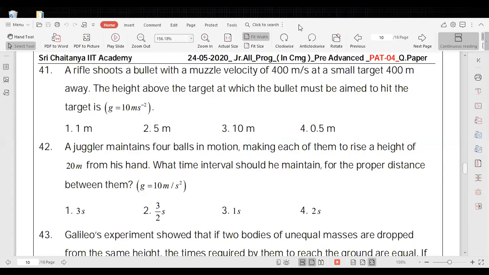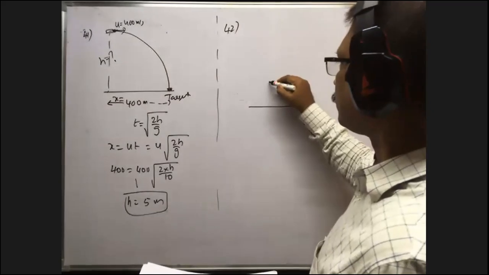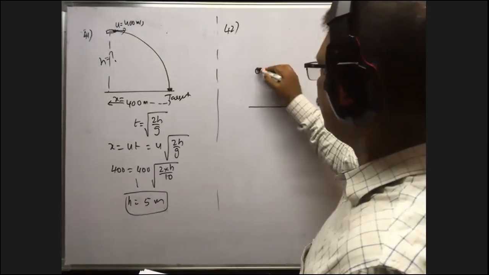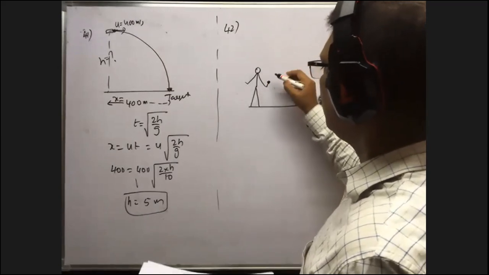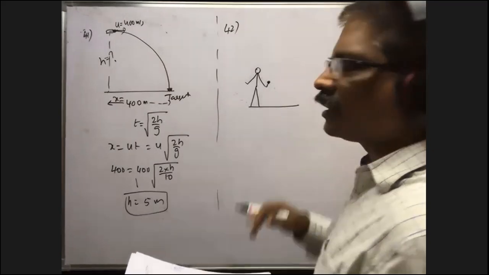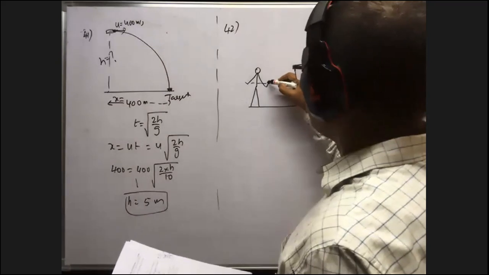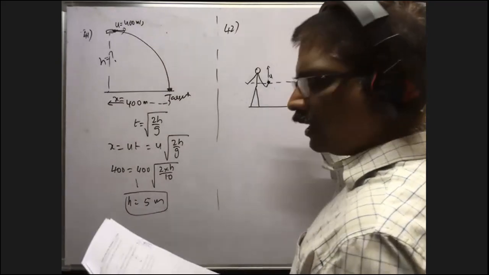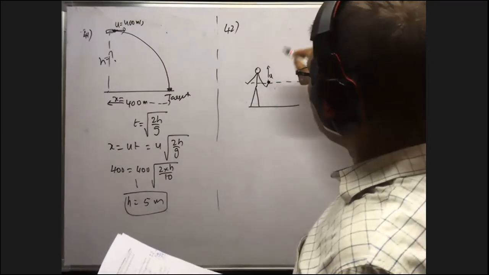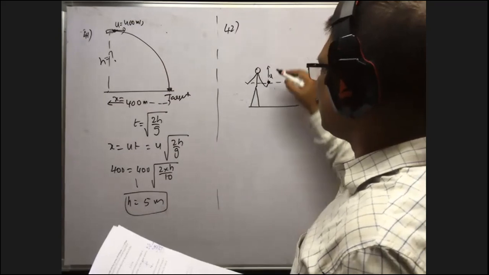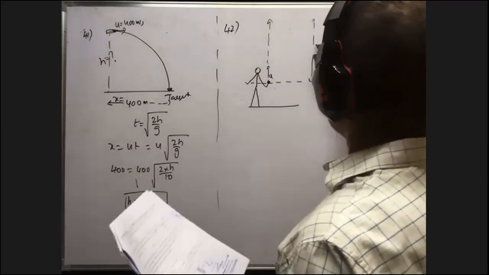Okay, now listen to the solution. Here, one juggler is there. The juggler throws the ball continuously at regular intervals of time. From this point, the juggler throws the ball with a velocity, say u. That velocity is not given. It is thrown vertically upwards with a certain velocity so that it rises to a maximum height, which is given, equal to 20 meters.